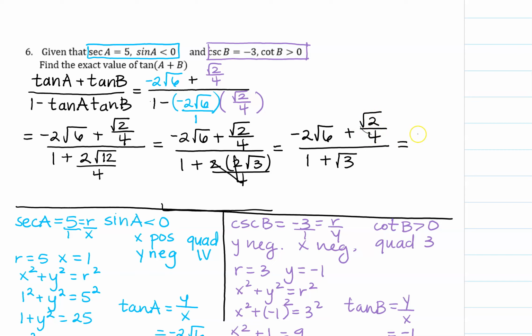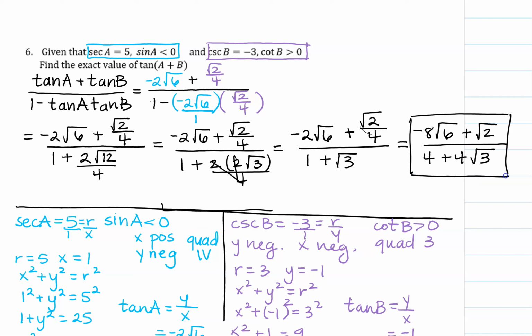So multiplying everything through by 4, negative 2 times 4 is a negative 8. We do not multiply what's under the radical by 4. Multiplying the second term in the numerator by 4 will eliminate the fraction and just leave us with the numerator of root 2. 1 times 4 is 4, and the square root of 3 multiplied with 4 is 4 root 3. Leaving us with this as our final answer.